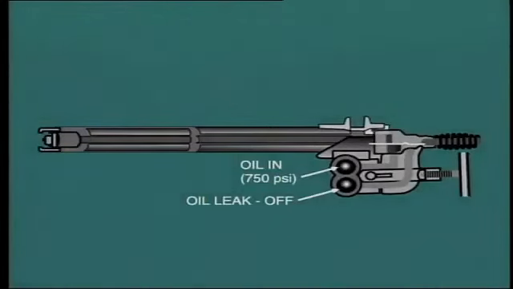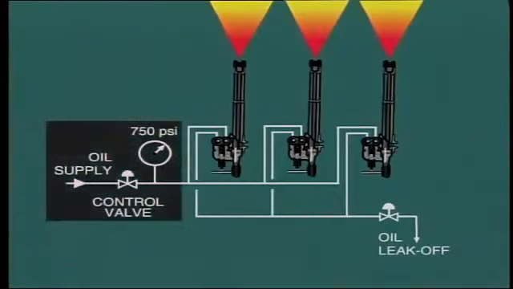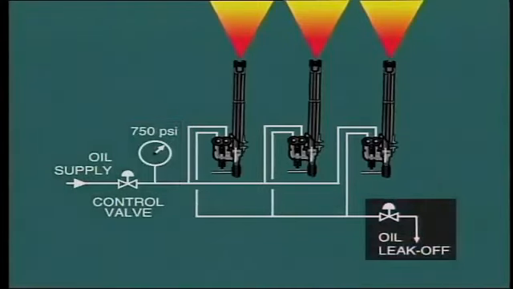In the so-called mechanical atomization system, the fuel itself is supplied to the burner at high pressure, say 750 psi, and this is sufficient to force the oil through the burner tip. Control of fuel input to the furnace is usually achieved by adjusting the supply pressure and leak-off return from the burner. More about this in a future module.